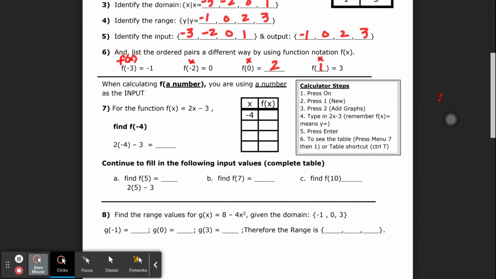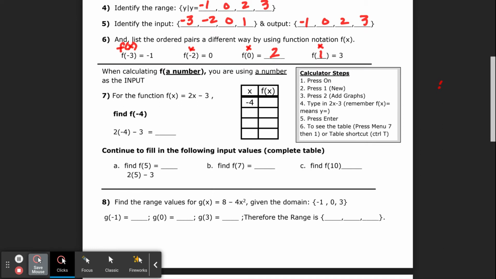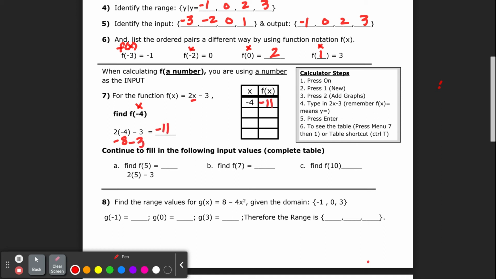All right, let's take a look at what we're going to do down here on number 7. When calculating the function of a number, you are using a number as an input value, the x value. So on number 7, for the function f of x equals 2x minus 3, it says find f of -4. That means when x is -4. So in place of x, we're going to put -4. So 2 times -4 is -8 minus 3, which gives us -11.